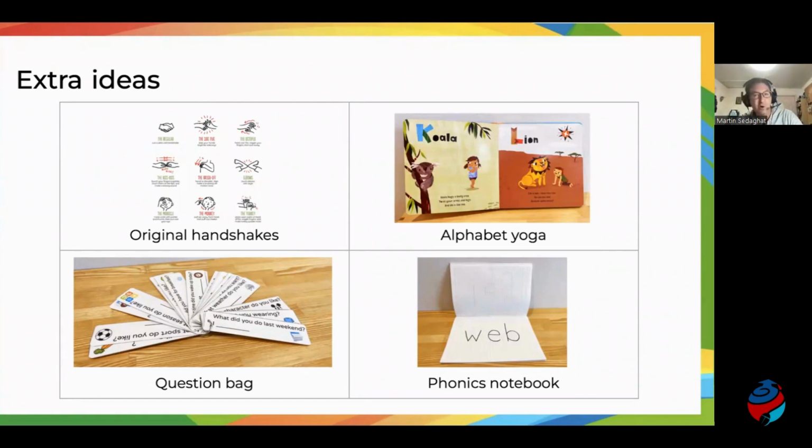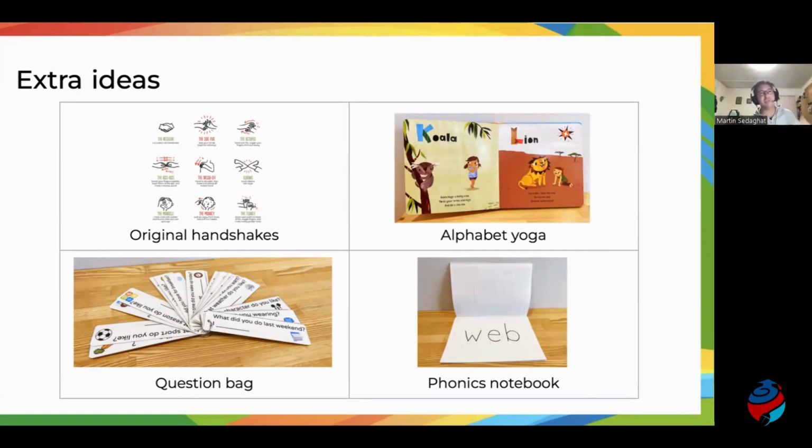Then we have Alphabet Yoga. That's the name of the book, ABC Yoga. That's a really cool book. I'm not like a yoga person, I don't know much about it, but for each letter, they had a cool yoga pose or just some physical version of that letter, the lion pose, koala pose.